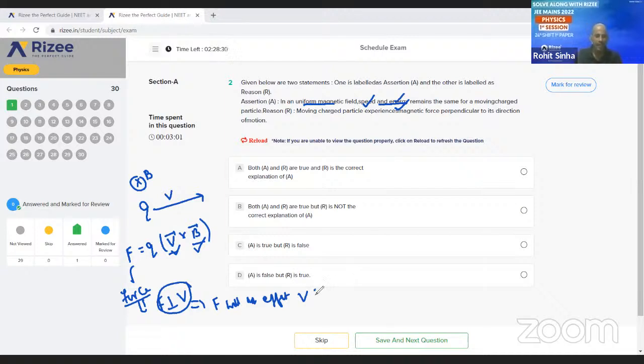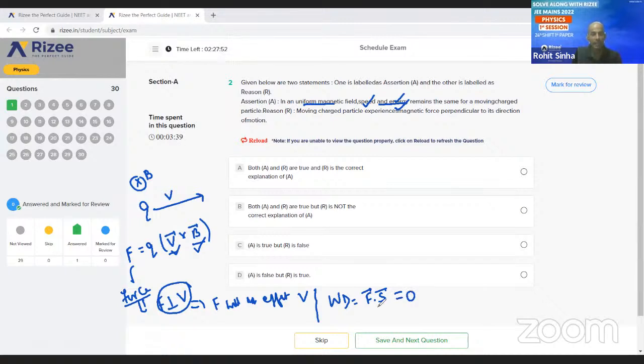For the energy, we'll discuss in terms of work done. We know that the work done is force into displacement. We know that force is mutually perpendicular to velocity, so force is also mutually perpendicular to the distance traveled, that is the displacement. If they are mutually perpendicular, then work done will be equal to 0 because they are orthogonal vectors.